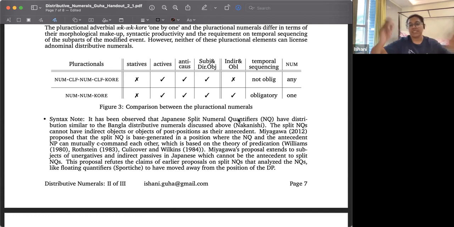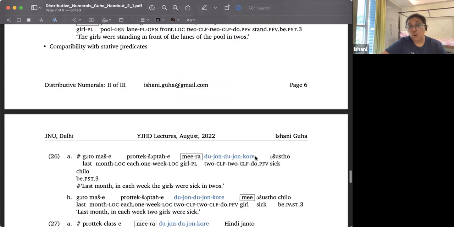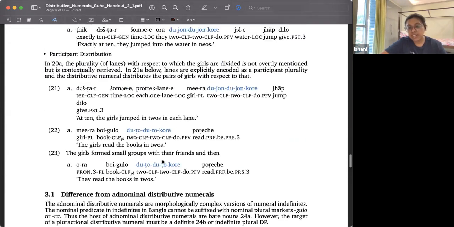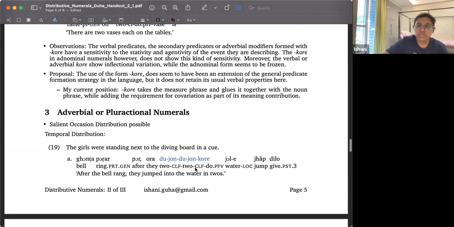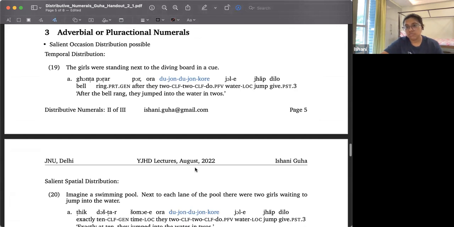It can occur everywhere. So it's not sensitive to the noun phrase that it's working on, but it can occur in various places on the verbal projection, right? So I used an adverbial structure for Akak Kore, which is why I'm a bit hesitant to call Mera Dujon Dujon Kore an adverbial numeral, but I'd rather call them a pluractional numeral because I don't give them an adverbial structure.